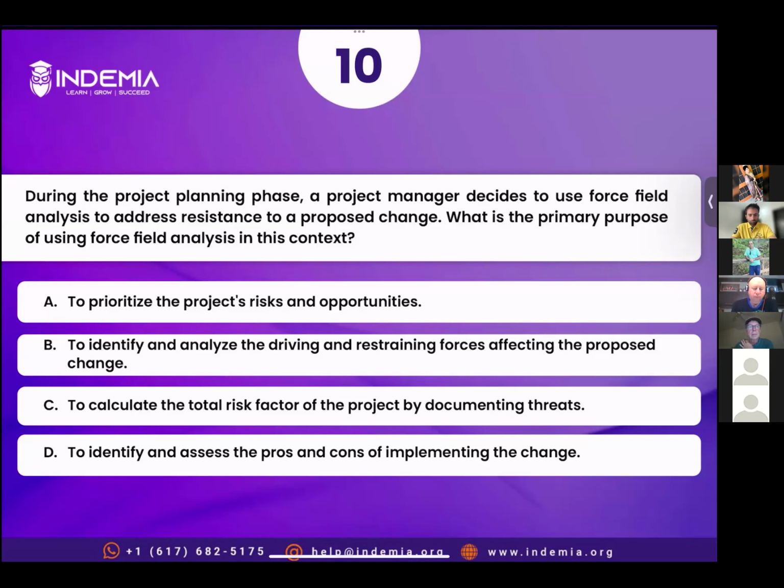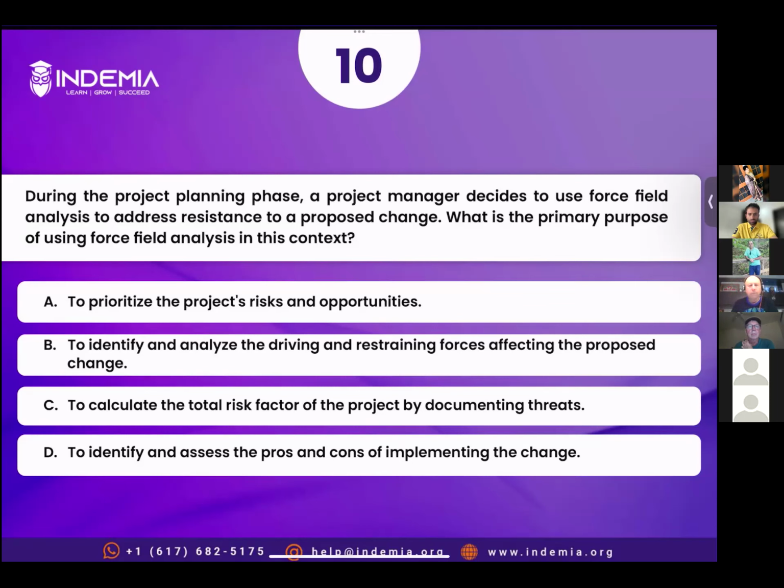All right, Carlos, you have chosen option B. Yeah, kind of the same manner. Identify and analyze the forces affecting the proposed change. Why is the resistance there, and maybe it can be addressed that way. Absolutely, that is correct. And most of you have chosen option B. So B is the correct answer, to identify and analyze the driving and restraining forces affecting the proposed change.